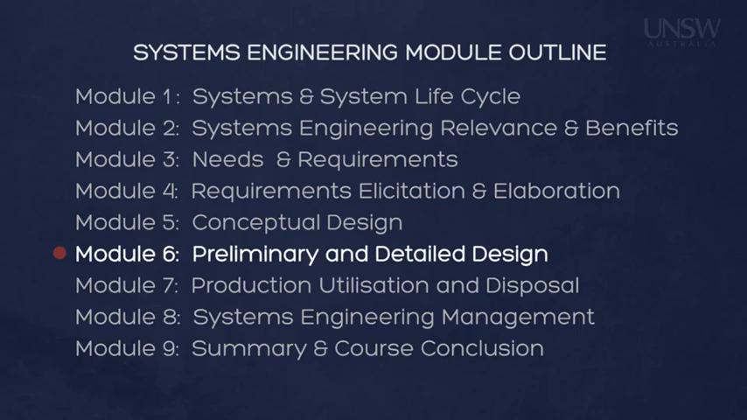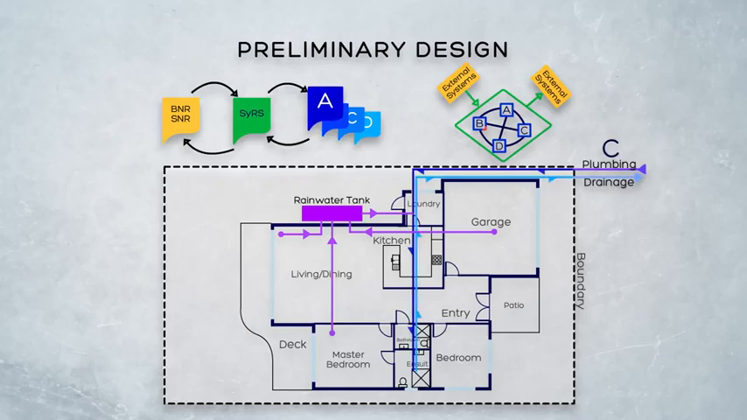In Module 6, we pick up from where we left off at the end of conceptual design, and we discuss how we start making some more detailed design decisions. During preliminary design, we will look at identifying the various subsystems that need to come together to form our system. What do those subsystems need to be able to do? How do those subsystems need to interrelate? Can we source those subsystems off the shelf, or do they need to be designed from the ground up? These are key questions of preliminary design.